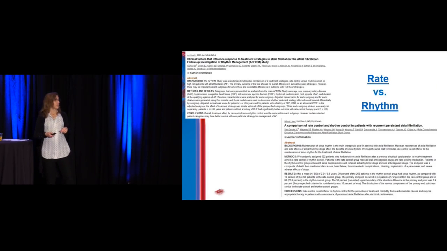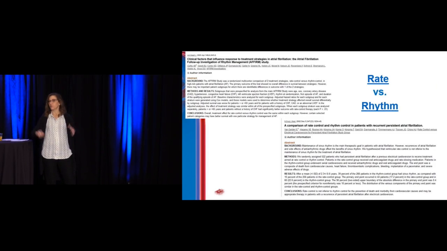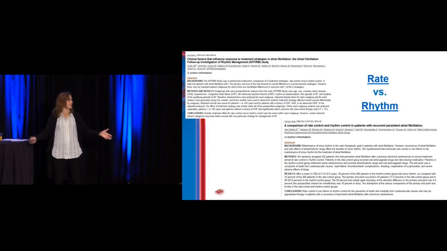So rate versus rhythm, that's the age-old question, right? The two big studies were the AFFIRM study and the RACE study. Between the two of them, there were about 4,500 patients, and they looked at what was better. Was rate control better or was rhythm control better? They looked at things like heart attacks and congestive heart failure and strokes and even things like quality of life. And the answer was it was a wash. One did not have any superiority over the other.